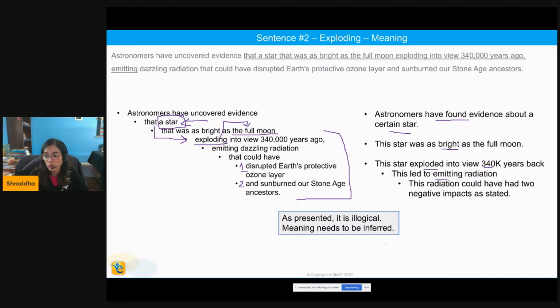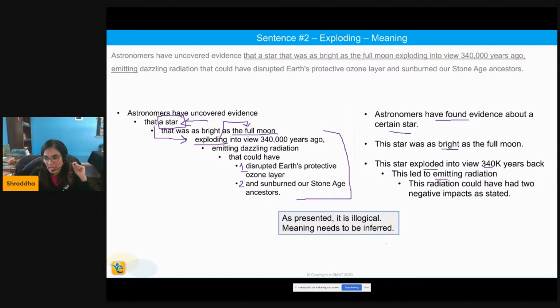So again, there's two ways of saying it. Either I can say that yes, from the context I understand the meaning, but the original sentence is not making sense. Or we can say that the original sentence is not making sense, and from the context I understand that it has to be the star. It's really what you are looking at first. So from the context we understand that exploding, this action, should be connected with star and not with the full moon. So that's my first logical issue with this sentence.